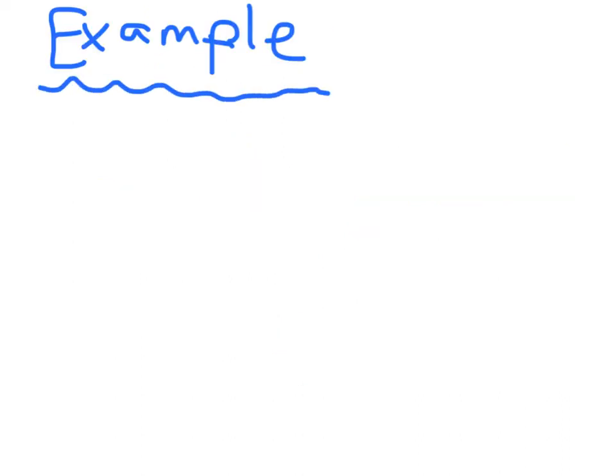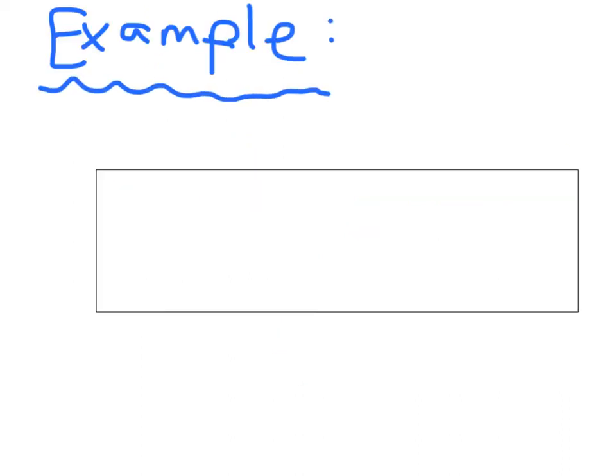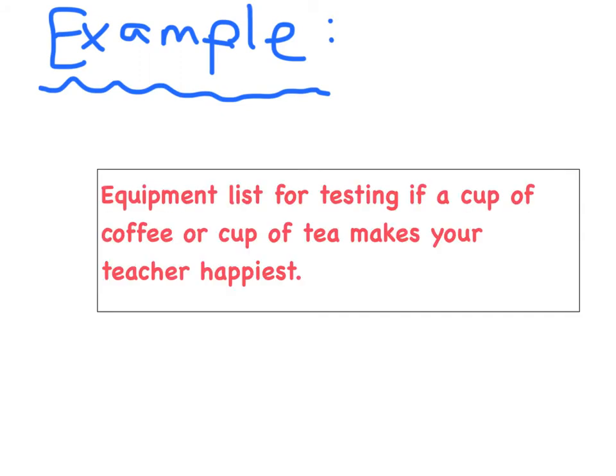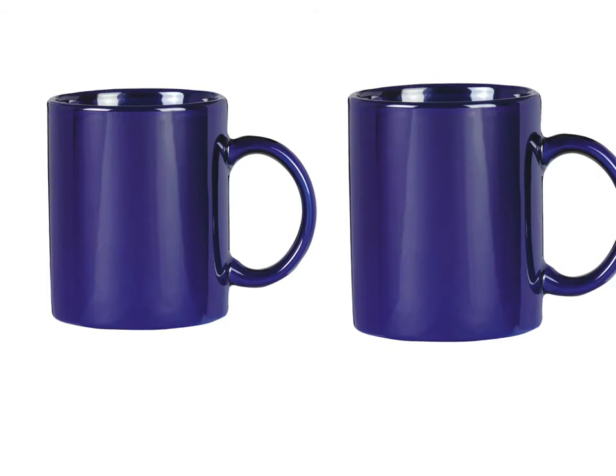Let's have a look at an example. Our example experiment is about testing whether a cup of coffee or a cup of tea makes your teacher happiest. So, what's the equipment list going to look like?